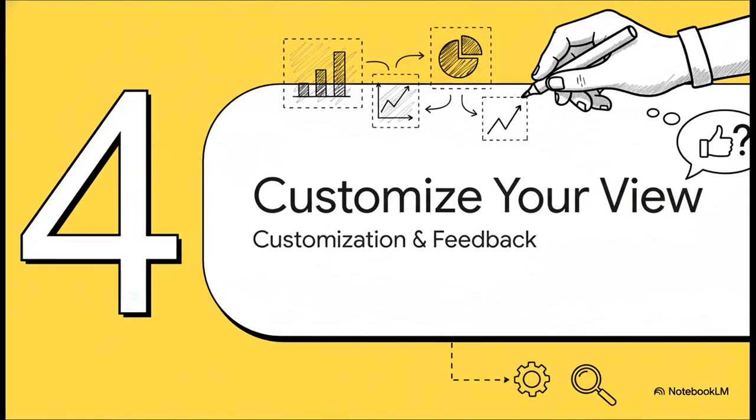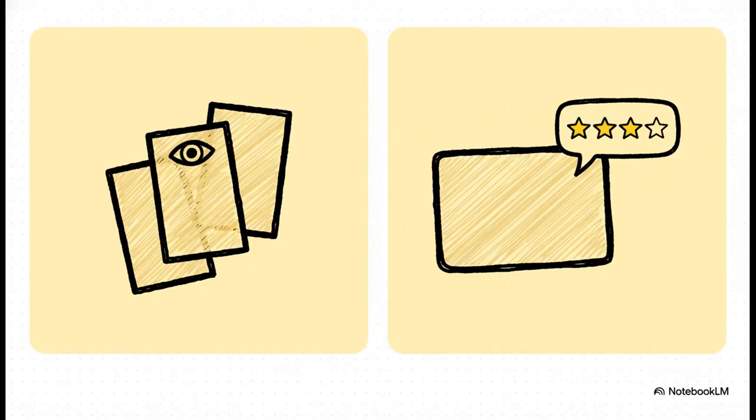Finally, let's talk about making this command center truly your own. Amazon gets that every seller is different, so they give you tools to customize your view and even provide feedback on how to make it better. And there are two really cool ways you can take control here. First, you can hide cards you don't use, which is great for just decluttering your personal workspace. But you can also provide direct feedback on any card, telling Amazon what's working and what isn't, which helps them improve the tool for the entire seller community.